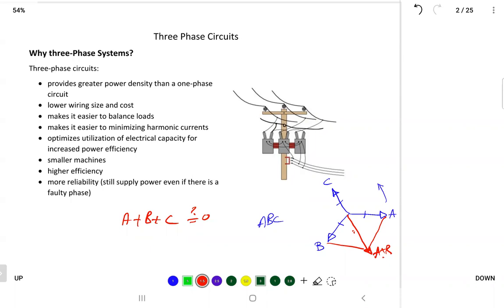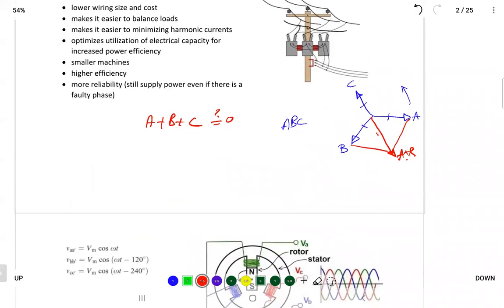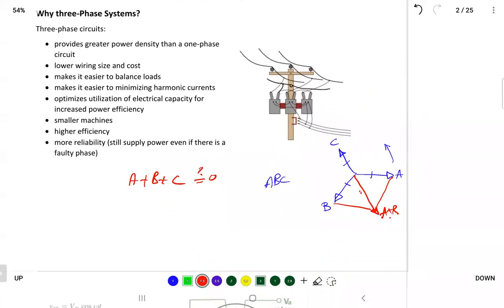When you have a single phase machine and a three-phase machine with the same power, you'll find that the three-phase machine has a smaller size. So they found it's efficient just using the three-phase system. There are many advantages actually. I can talk the whole day about the advantages of three-phase systems.